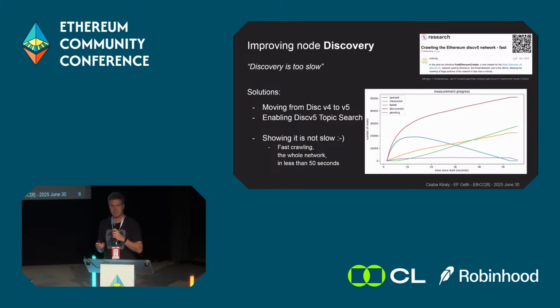Often we think discovery is slow. Discovery is finding other peers, and that's sometimes a problem. So we do things about it. We have solutions. We are moving, for example, in the EL from Discovery v4 to Discovery v5, which is faster. And the CL was already starting with v5. Then we have something in Discovery v5 called topic search, which we are not even using, and we can enable. And then the last thing about discovery is that it's actually not slow. So there you can find a link. I was crawling the whole network in 50 seconds. So if you want to find peers, you can find them fast.